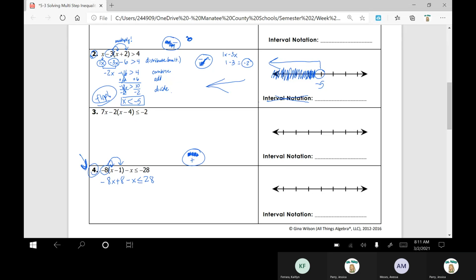Okay. My next step, if you're looking at number 2, first we did distribute, then we did combine like terms. Can we combine like terms with number 4? Is there anything that we can combine in number 4? Can I do the combine like terms? Yes, we can. Let's go ahead and combine our x variables.